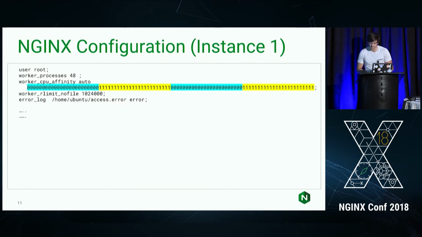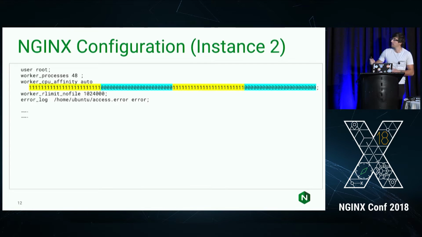So, instance 1. Now, instance 2 is almost the same thing, but now the bits are inverted. Because now we have the second instance, and we're binding it to CPU node 1, which is the 24 cores on node 1, and then the remaining virtual cores on node 1.